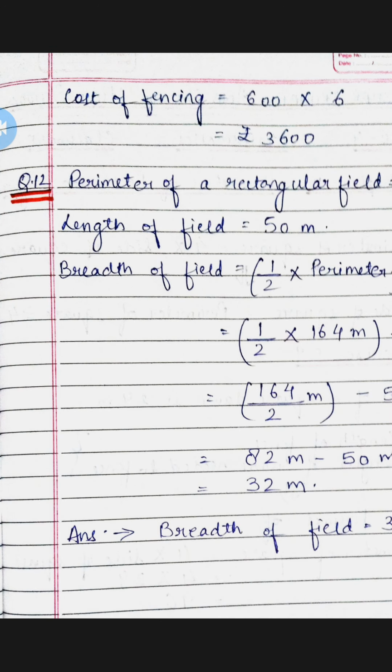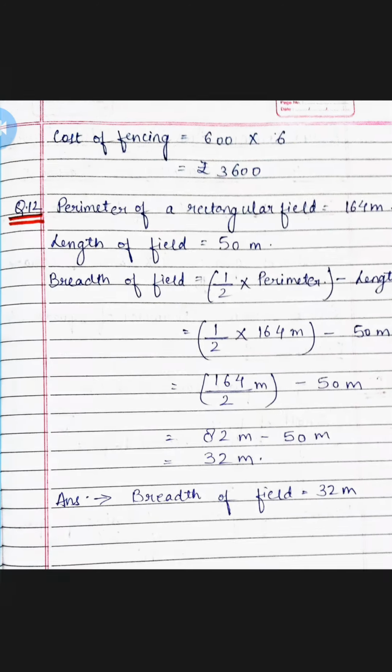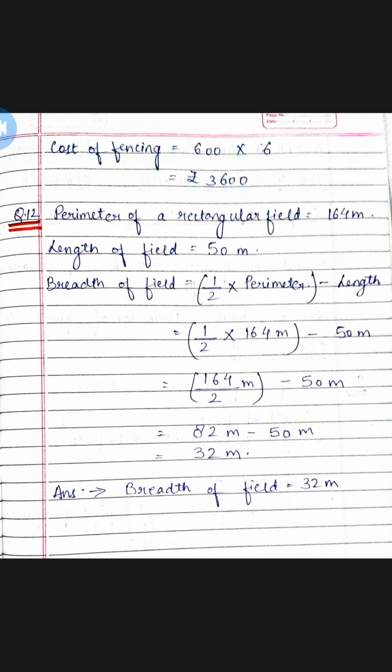In the same way you have to do question number 11 also, that is your homework. Now come to question number 12. The perimeter of a rectangular field is 164 meters. If its length is 50 meters, find its breadth. Now what is given? Perimeter of the rectangular field is given. So the first statement I have written, perimeter of a rectangular field is equal to 164 meter. Now next statement, what is given? Length of the field is given. So length of field is equal to 50 meter.